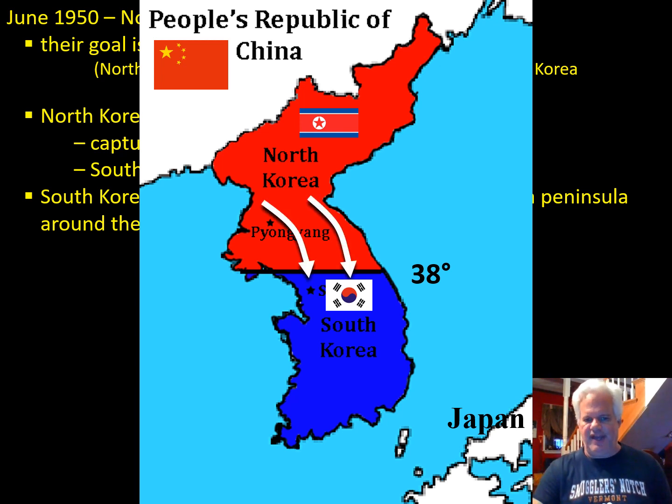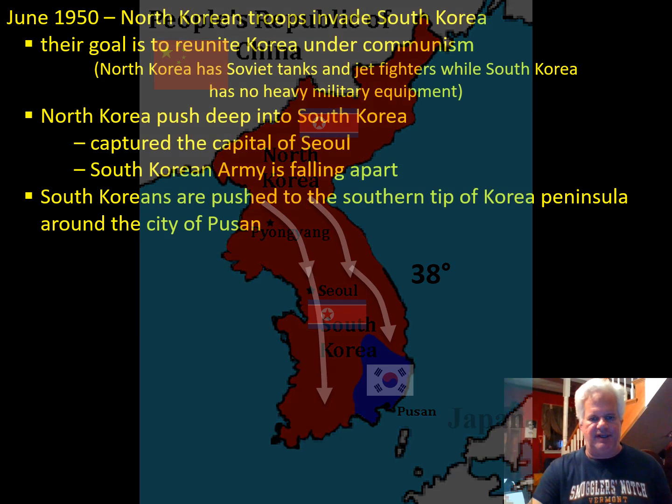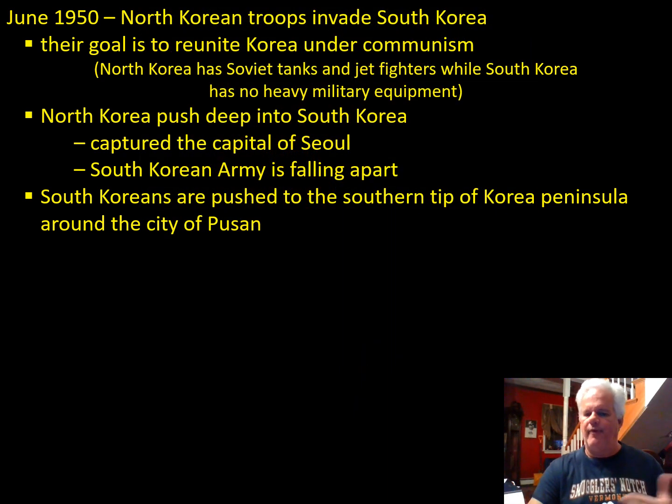Here we see the initial invasion into South Korea, capturing Seoul, pushing all the way down, and you can see where the South Koreans are left just on that one corner of the country down near Busan. It's just a matter of time before the South Koreans are wiped out and the North Koreans win.